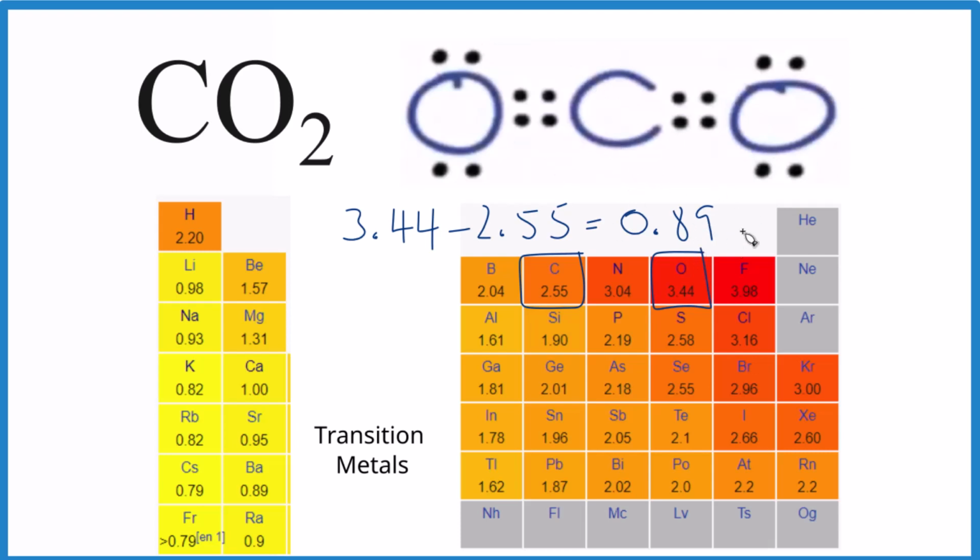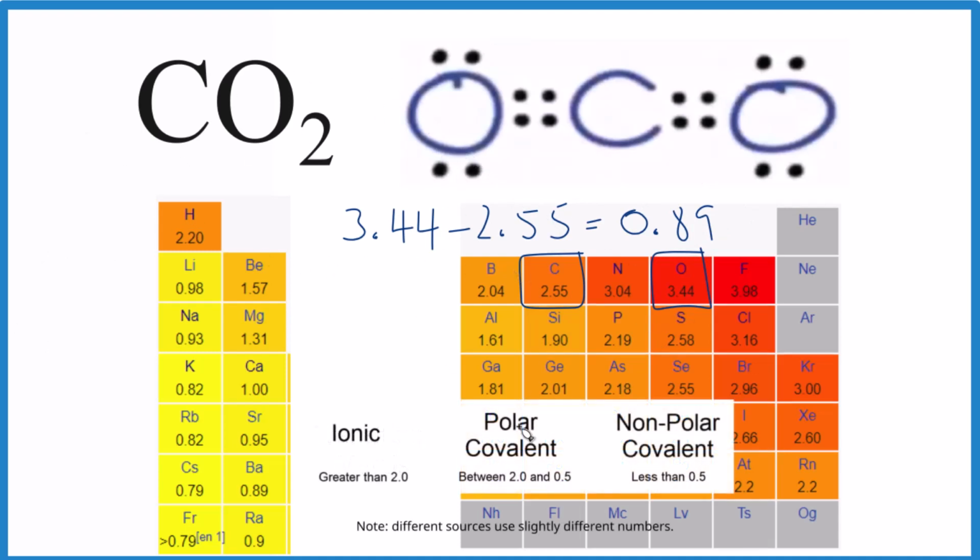Because of that, when you look at this, there's kind of a general rule for whether a bond is polar or nonpolar. So if it's between 0.5 and 2.0, we say that it's polar covalent. Note these numbers sometimes differ slightly, but this is definitely going to be polar covalent. The bond is polar covalent.